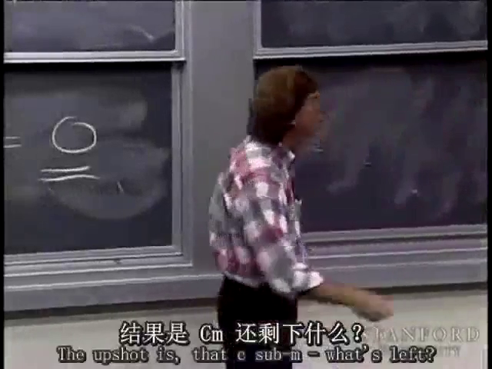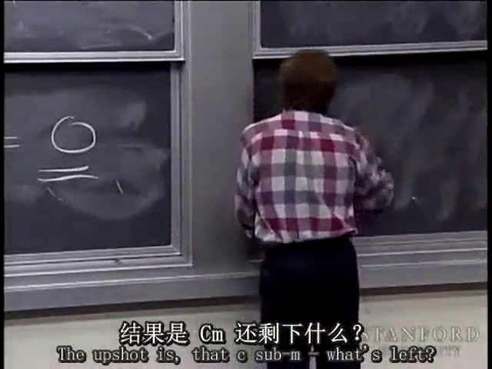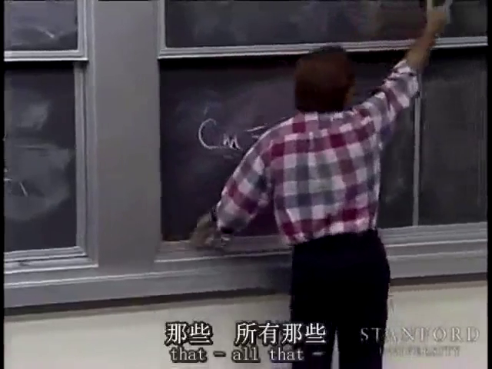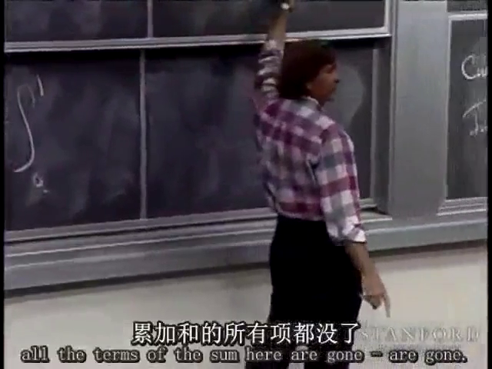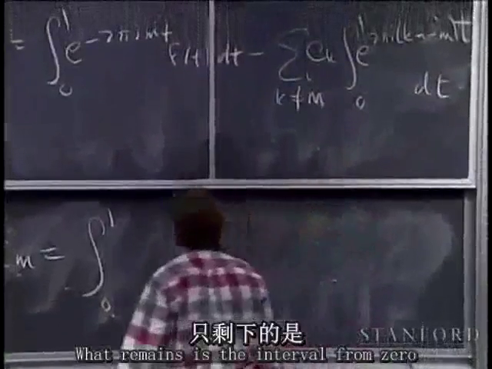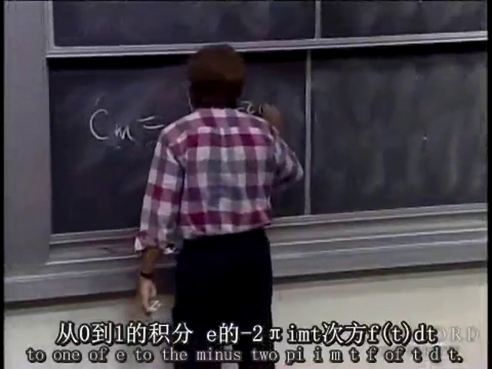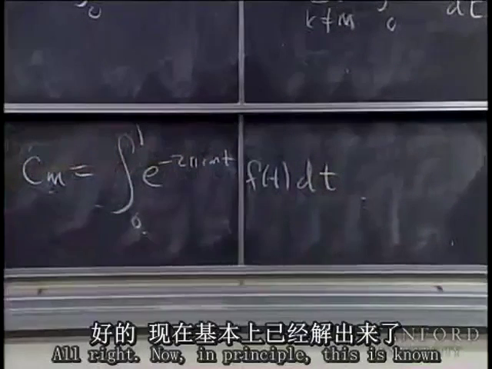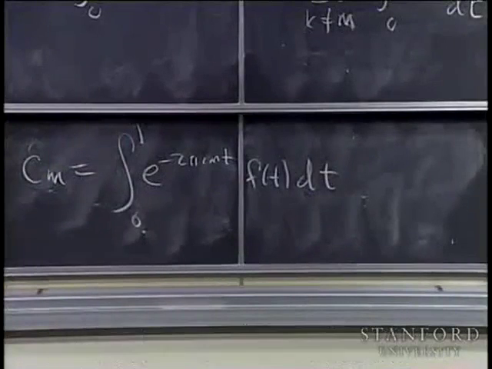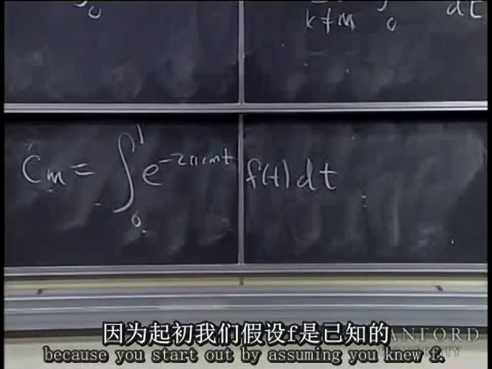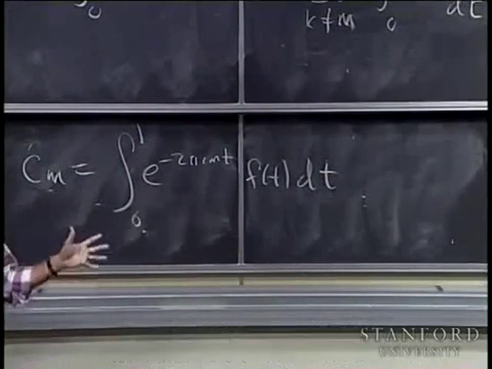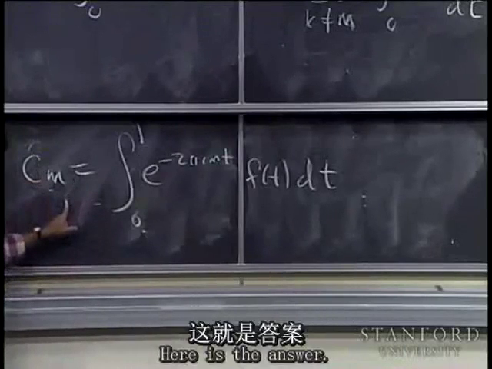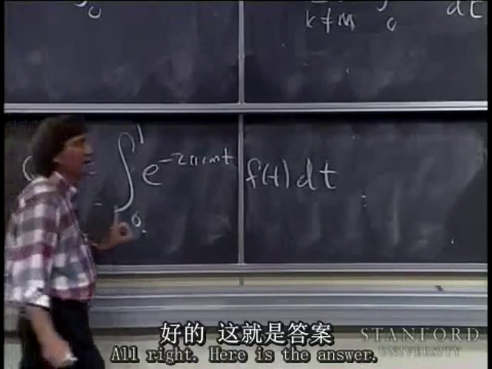What is the upshot? It all goes away. The upshot is that C sub m, what's left? What's left is C sub m is the integral from 0 to 1. All the terms in the sum here are gone. They've integrated out to 0. What remains is the integral from 0 to 1 of e to the minus 2 pi i mt f of t dt. Now, in principle, this is known because you started out by assuming you knew f. Suppose I'm given f and I write f as this sum, what has to happen? Here is the answer. Let me summarize.